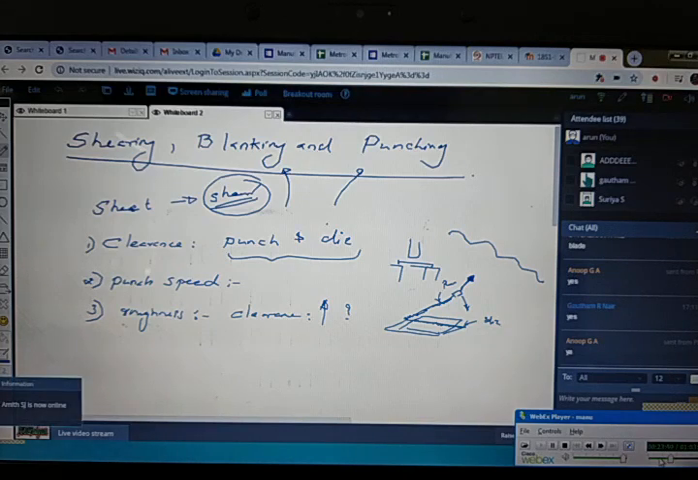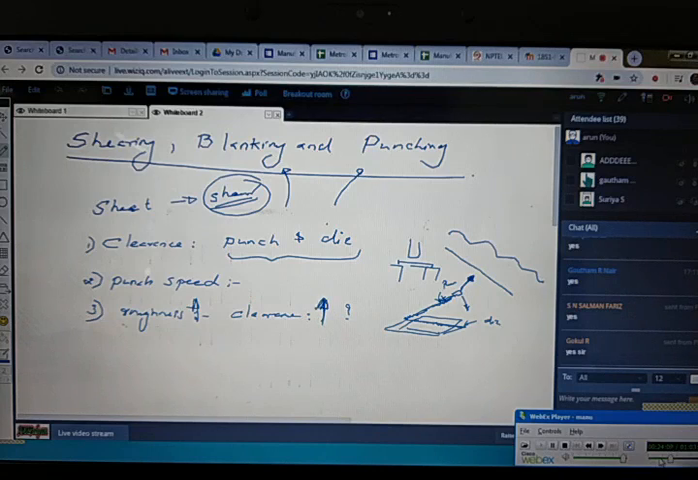If I am moving towards the left side, what happens? The gap will be lesser, and the surface finish obtained will be better. You will get the proper surface finish. So roughness depends upon the clearance. The roughness increases if the clearance between punch and die is more. Clear to all?